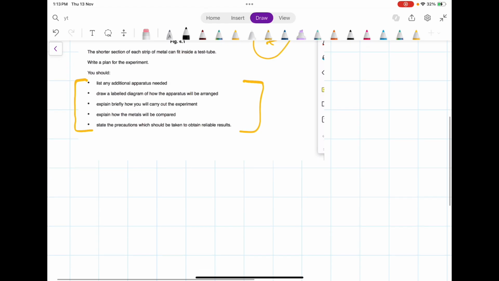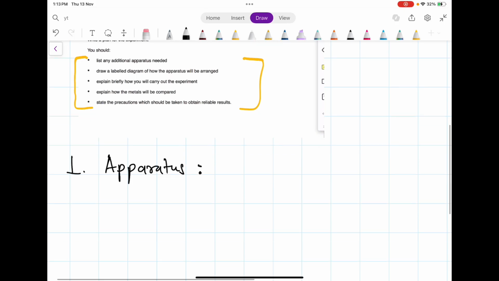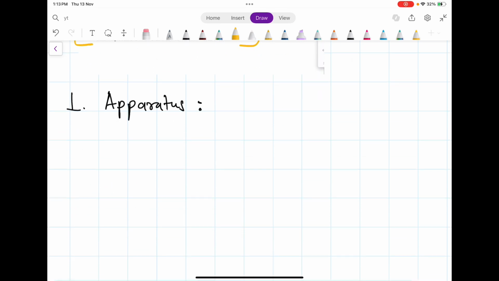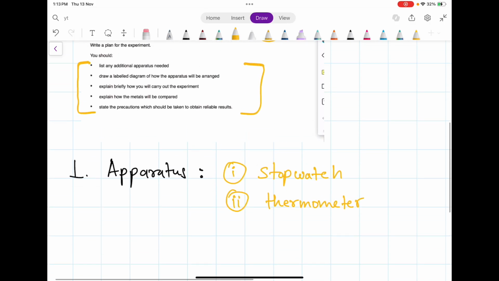So first, apparatus. We can write, apart from the given things, beaker, supply of hot water, test tube, supply of cold water, and different metals. Apart from these things, one thing you can take is a stopwatch. Second thing that you can take is a thermometer. Okay, so first point is done.